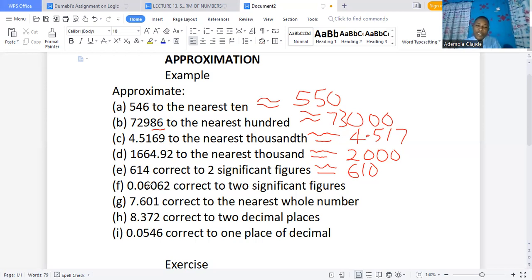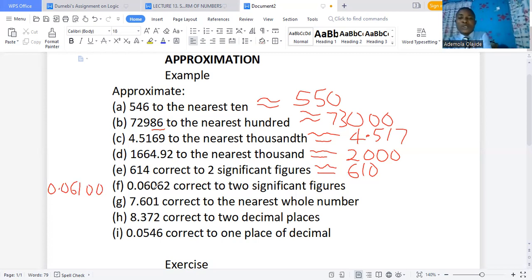After counting the first non-zero digit, any zero you see, you can count them now. They become significant. So you have 1, 2. We now check the next digit. It is this 6. So we round it up and add it to this. So we now have 0.061. In place of the other two digits there, put 0.